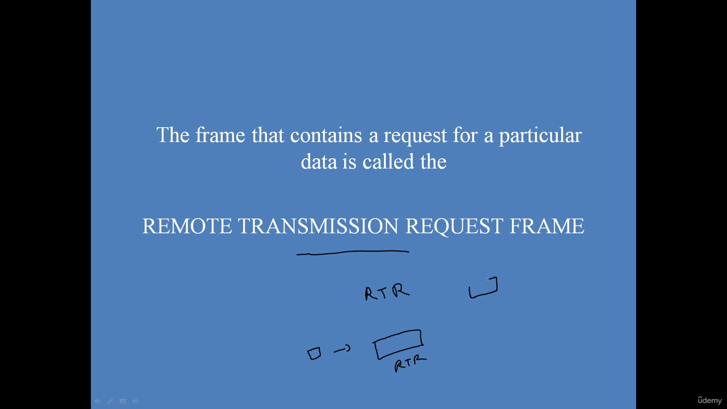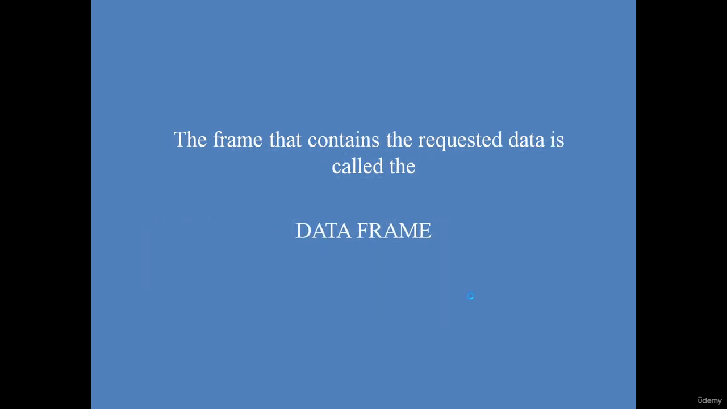This frame will go to this ECU B. This is your bus, and on this bus this frame is traveling. Now this ECU B receives the request, and based on the request, it will send another frame on the bus, which will contain the data for this request. So the frame that contains the requested data is called a data frame.